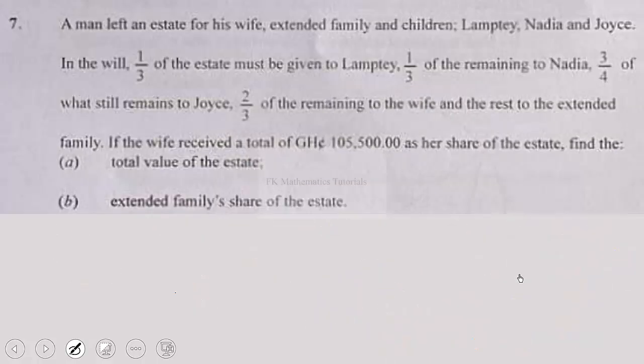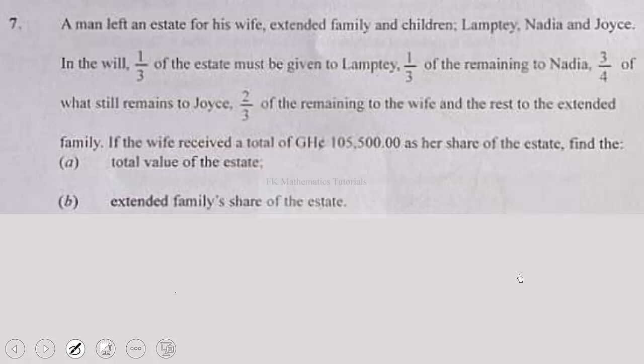Question number 7. A man left an estate for his wife, extended family, and children: Lamte, Nadia, and Joyce. In a will, 1/3 of the estate must be given to Lamte, 1/3 of the remaining to Nadia, 3/4 of what still remains to Joyce, 2/3 of the remaining to the wife, and the rest to the extended family. If the wife receives a total of 105,500 Ghana cedis as a share of the estate, find the total value of the estate.